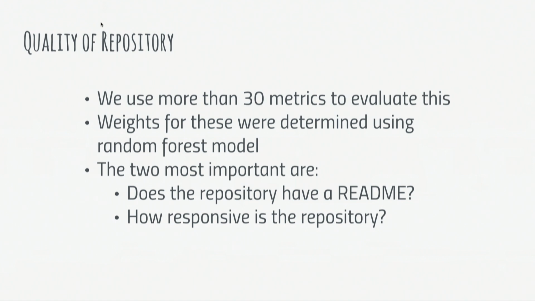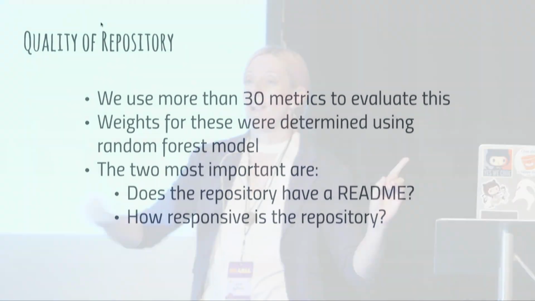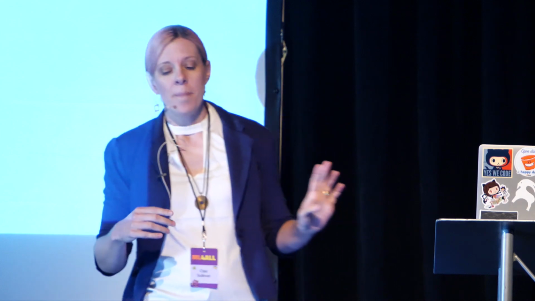Okay, here we go. Quality of the repository. We actually use over 30 metrics to evaluate that, and we weight those metrics. So we've gone through these 30 metrics, and we've used a random forest model. We're going to talk about why a random forest model, not from a technical perspective, but at the very end. And it turned out when we did that, there were just 2 factors that were dominant here.